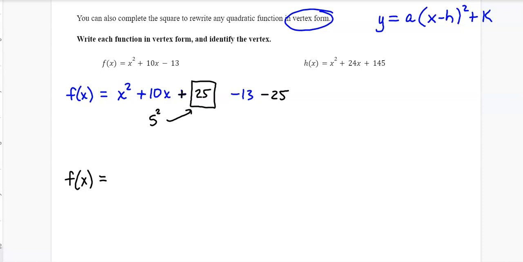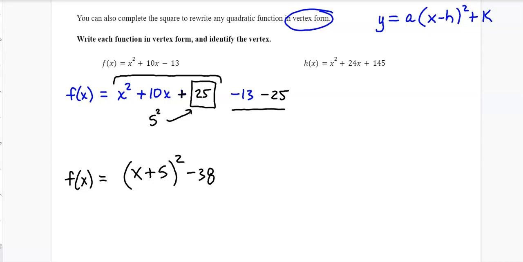So then here's what happens. This portion right here can now be rewritten as x plus 5 squared. And then over here, I got to clean these two up. That's going to be a negative 38. So now we're back in vertex form. So for this problem, the vertex would be at negative 5, negative 38. So you can change any problem into vertex form if it's in standard form.